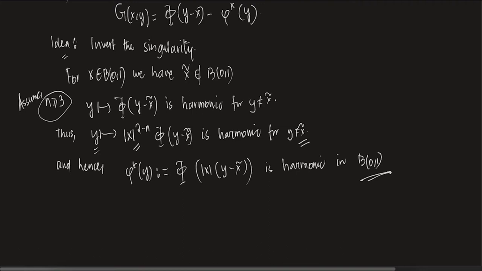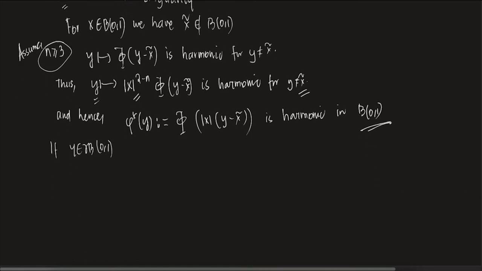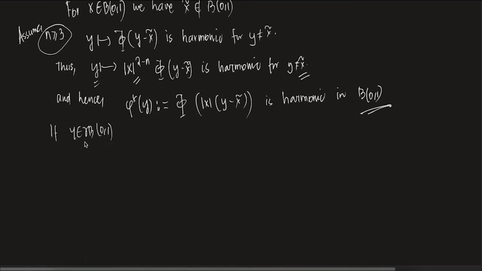So for that, what I am going to do is this. If y is in the boundary of B01, that is why I am multiplying with this particular mod x to the power 2 minus n. So let's say y is on the boundary of the ball and x not equals to 0, I'm choosing x not equals to 0, then mod x square times mod y minus x tilde square. Let's calculate this thing. I will show you what is happening here.